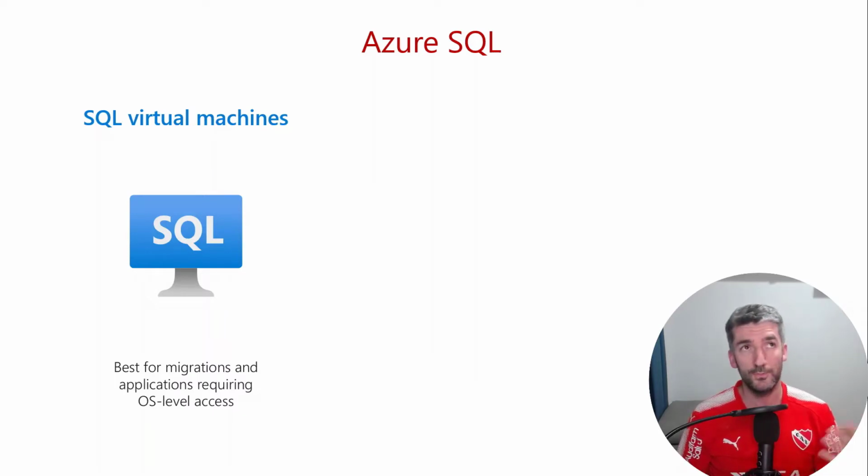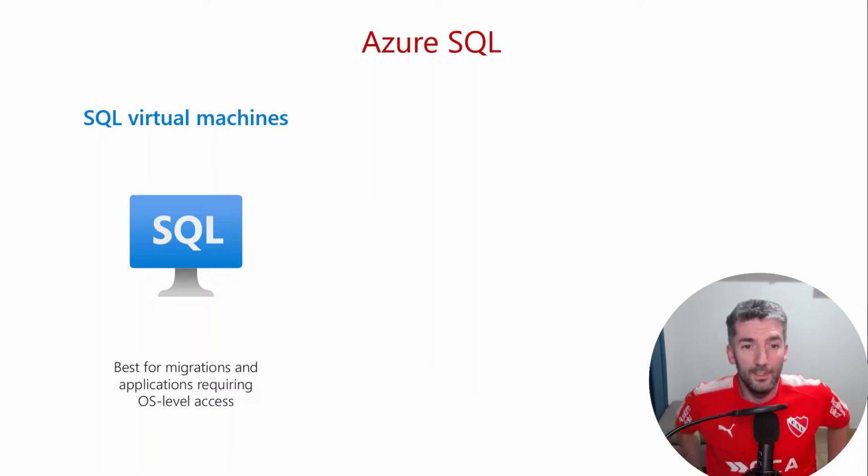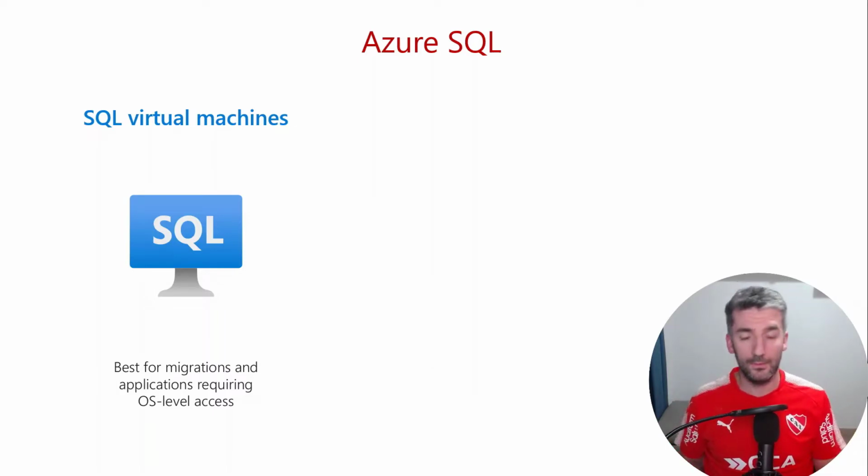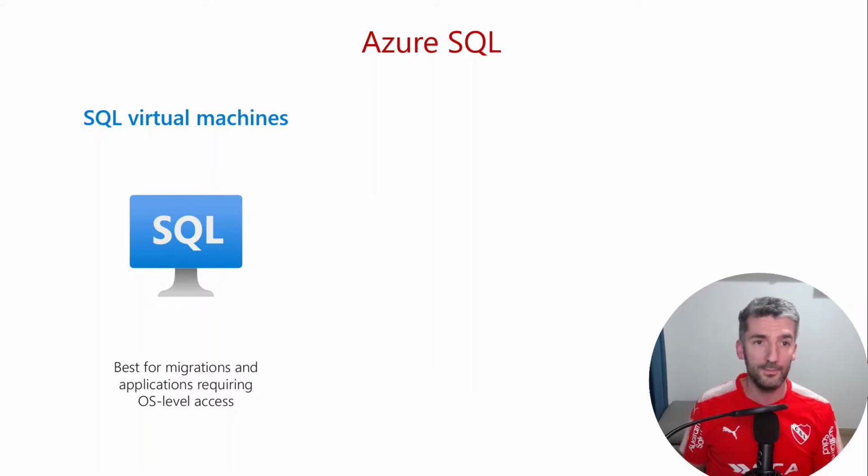You can choose your VM type. You can choose the storage, the number of CPUs, the memory, and that's it. This will be the best option in case you have a database, I would say, greater than 16 terabytes, and you need to do some stuff like cross-database queries, and you don't want to make too many changes when you are migrating your database. This would be the best option. Or in case you are using FileStream, for example, and you want to move to the cloud, the best option will be the virtual machine.